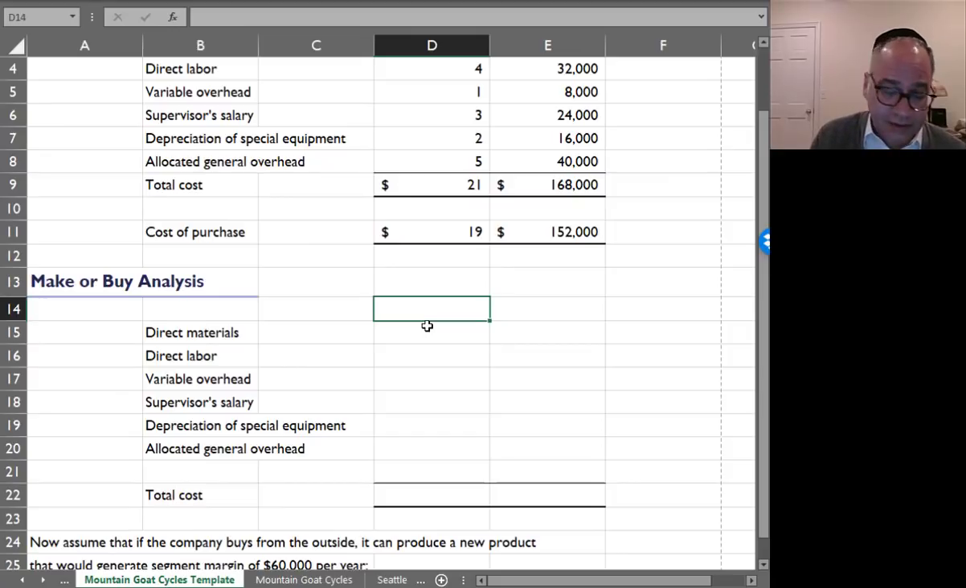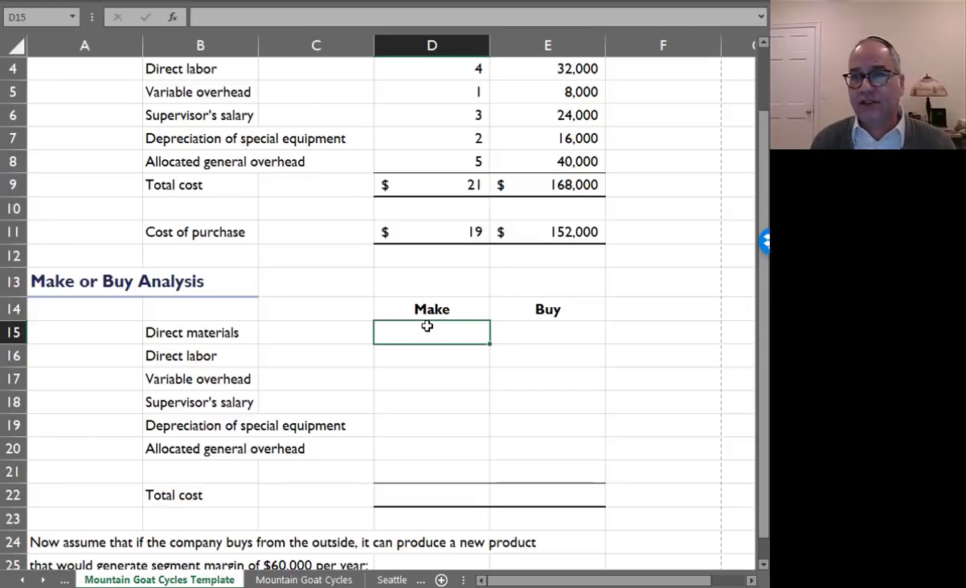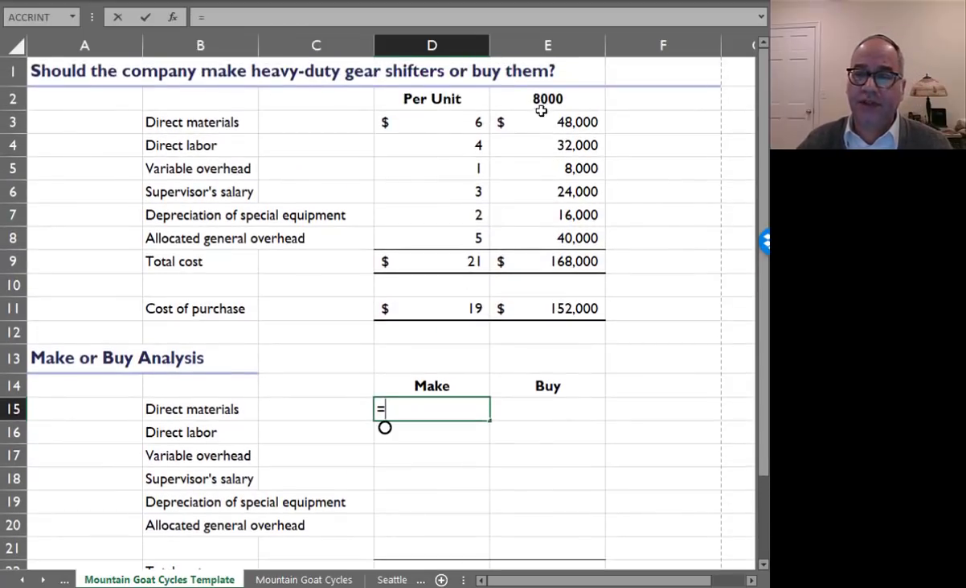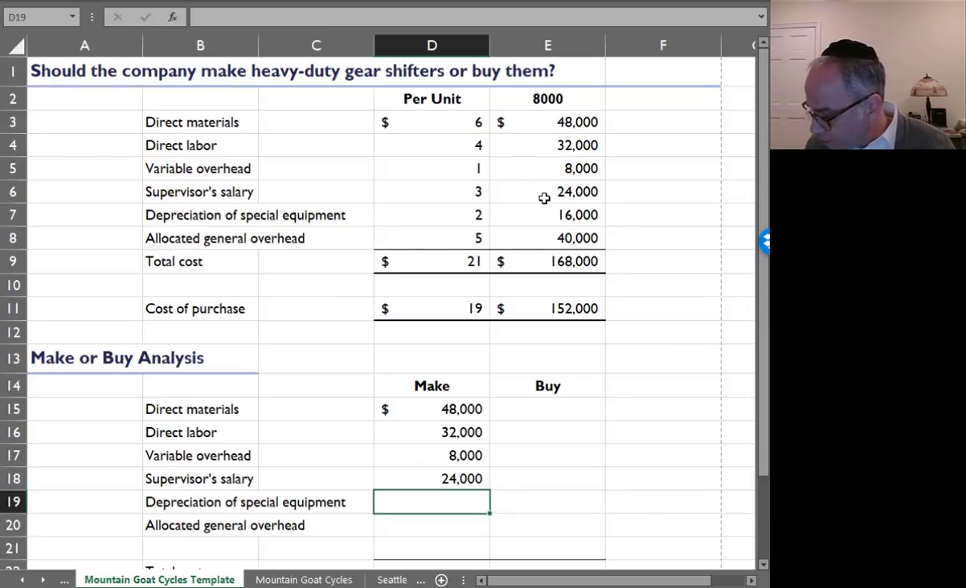So we could do a little analysis here. I happen to like showing it side by side. To me, it's always clearer this way. And I personally, when I do these exercises, I always try to do it this way. If I make the units, I'm going to have to pay direct materials. I'm going to have to pay direct labor, variable overhead. I'm going to have to pay the supervisor's salary. Am I going to have depreciation of special equipment? No. Because the equipment is there anyway.